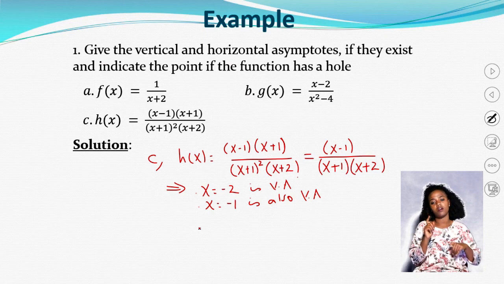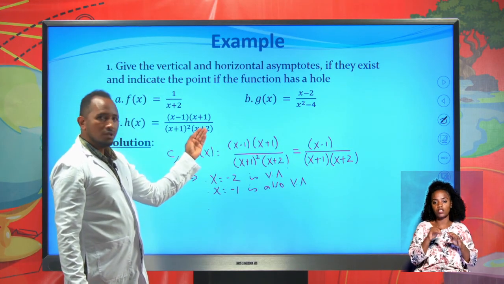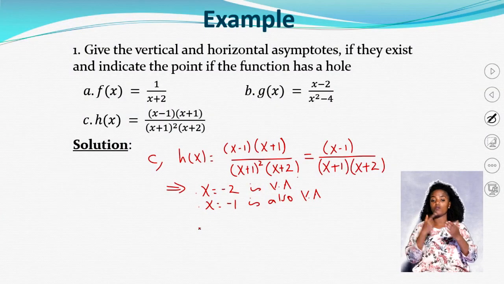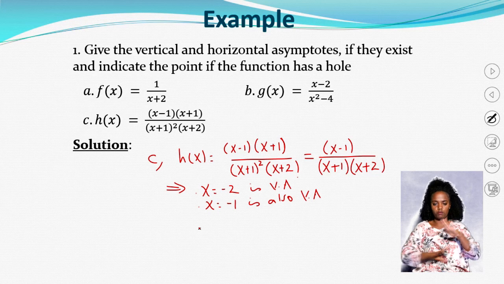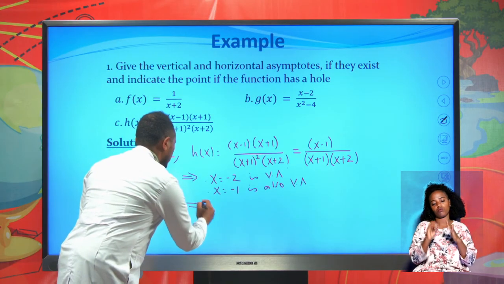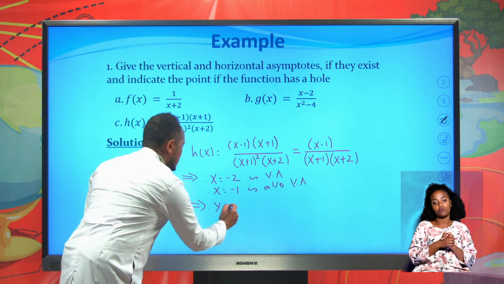Okay, what remains? Horizontal asymptote. When you see this expression, the degree of the numerator, a product of x, is 2. Here, x squared times x is degree 3. So the degree of the numerator is less. In this case, the horizontal asymptote is y equals 0.